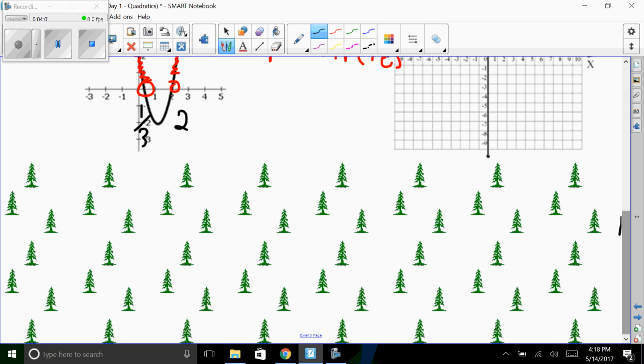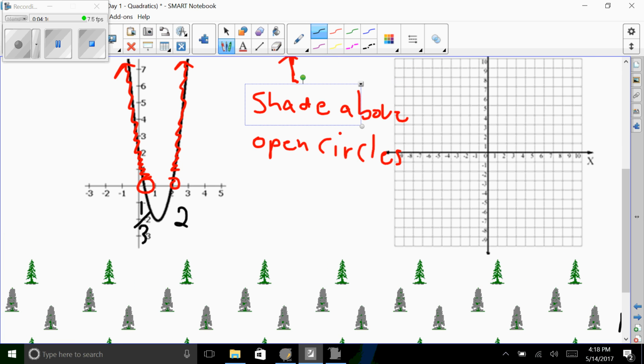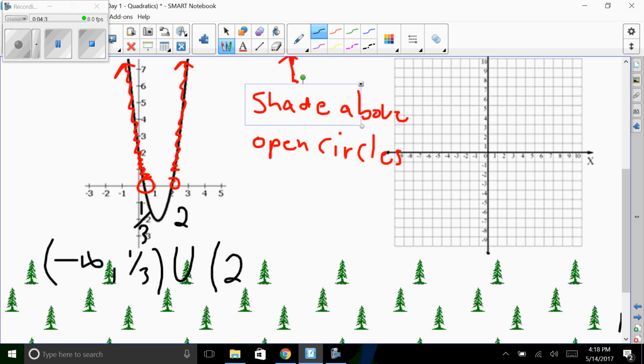So if I look at the graph, which part is shaded? On the left part of the graph, it's shaded from -infinity to 1/3. Since infinity, you can never reach that, so we have to use parentheses. And since it's an open circle at 1/3, we'll use parentheses. Then we use the union symbol, and then it picks back up and starts at 2. Because it's an open circle, we're going to use parentheses. And then it works on its way over to infinity. So that would be your answer to this problem.